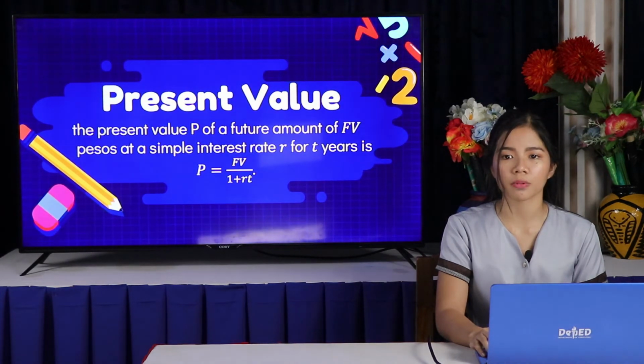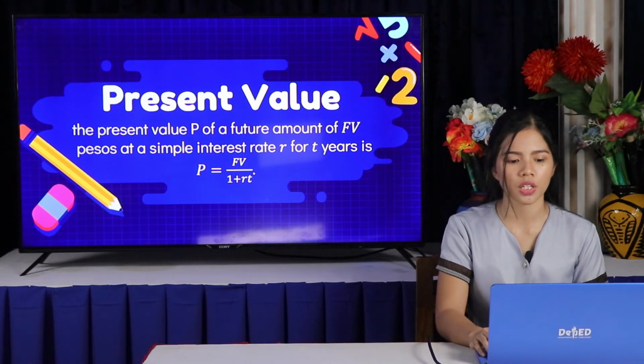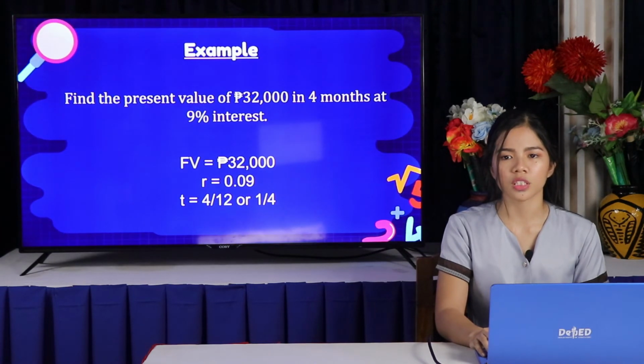To formally define the present value for simple interest, the present value P of a future amount of FV pesos at a simple interest rate R for T years is P is equal to FV over 1 plus RT. Note that in interest problems, P always represents the amount at the beginning and FV always represents the amount at the end. Let's do this example here.